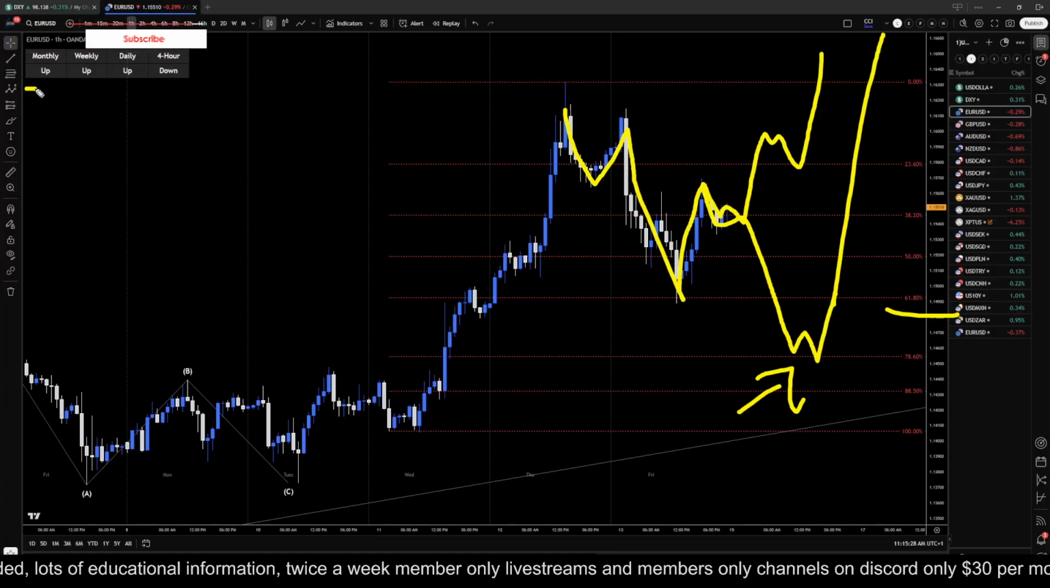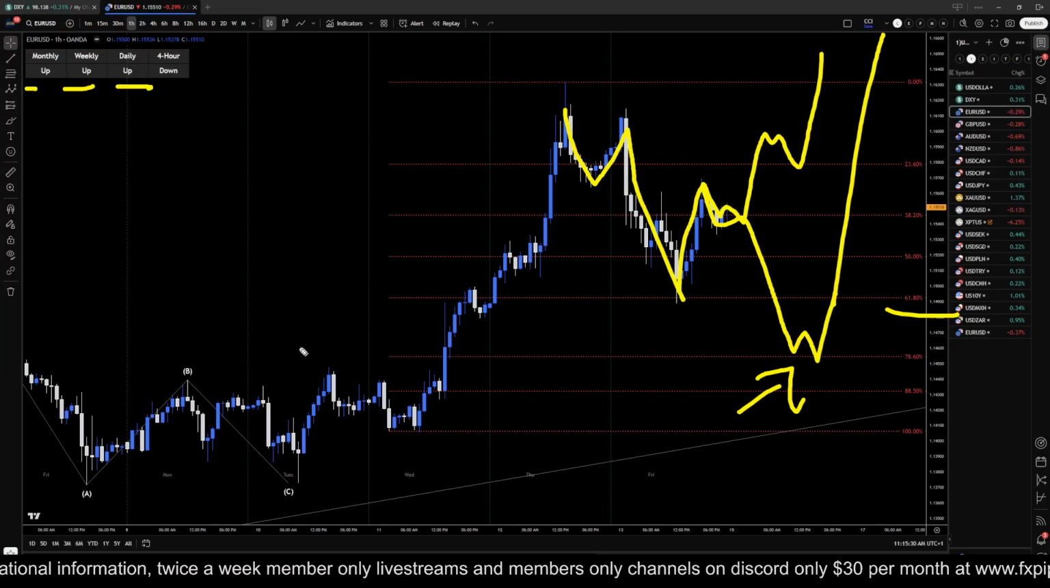So as always, the higher time frames are definitely so important, even if you are trading below the 1 hour time frame.